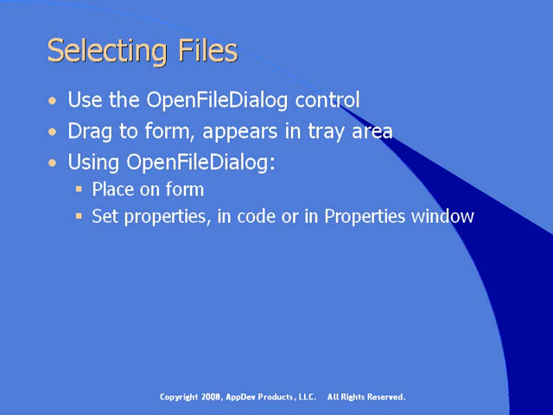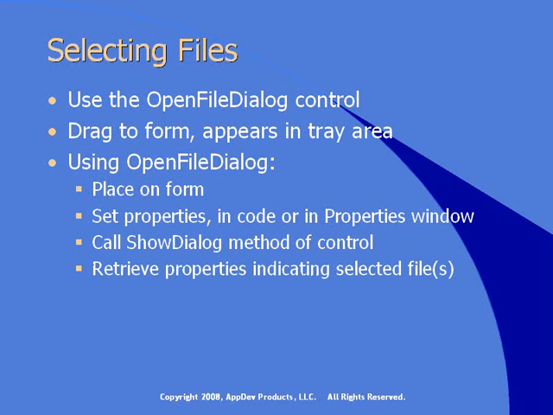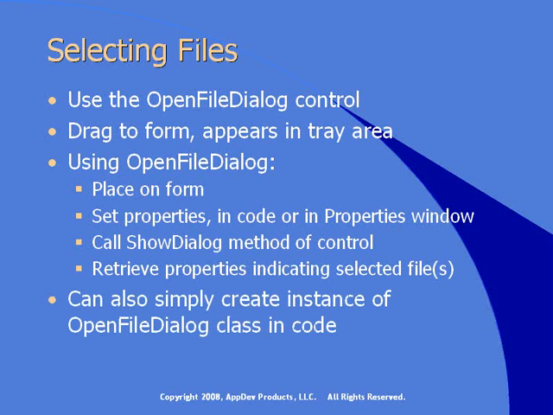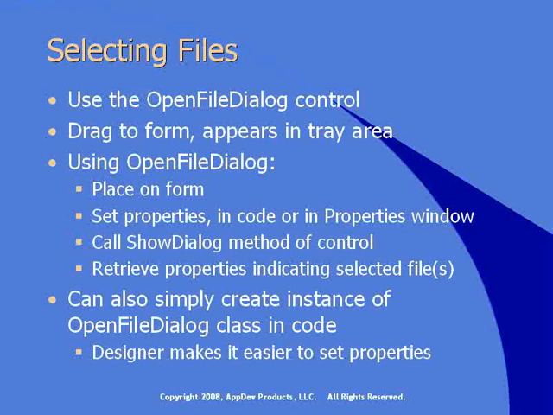And by the way, if you use the OpenFileDialog class, not the control, you can only set its properties in code because there is no visual representation if you're just using the class directly. You call the ShowDialog method of the control or the class, and then retrieve the properties which indicate the selected file or files. Like I mentioned, you can also simply create an instance of the OpenFileDialog class in your code, but the designer and the control make it easier to set the properties of the OpenFileDialog.